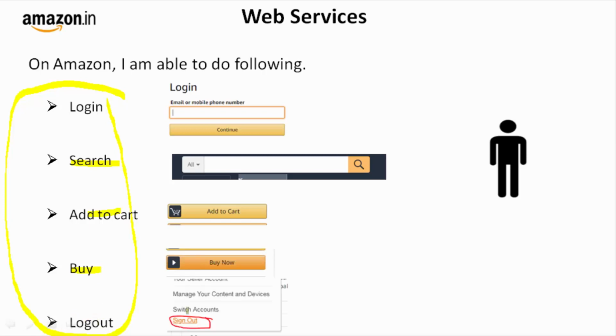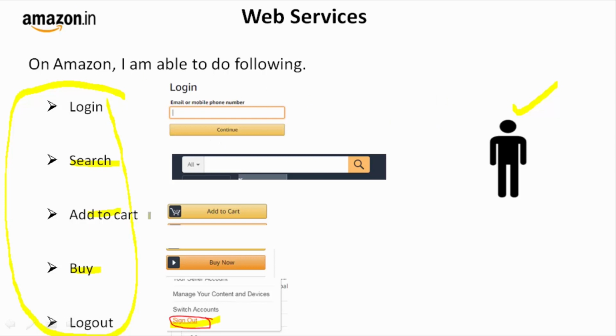Are these the only ones? No, there are a whole lot of business services available on Amazon, or Amazon is offering a lot of business services to their end customers. Not only these, but also checking the history, tracking your order, canceling the order, and a whole lot. Let's not even get there. The course is not to master the Amazon website, but just to understand that these are all the services Amazon is providing to me as an end customer.